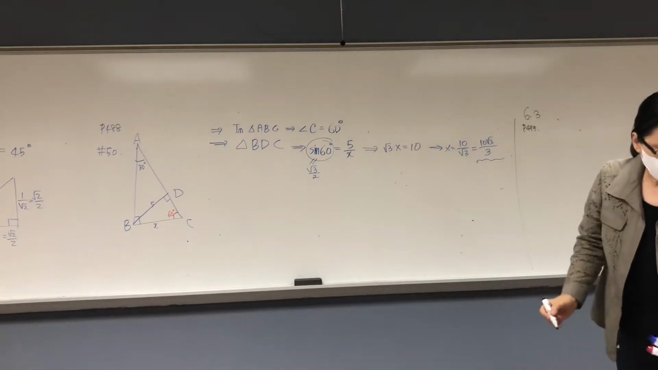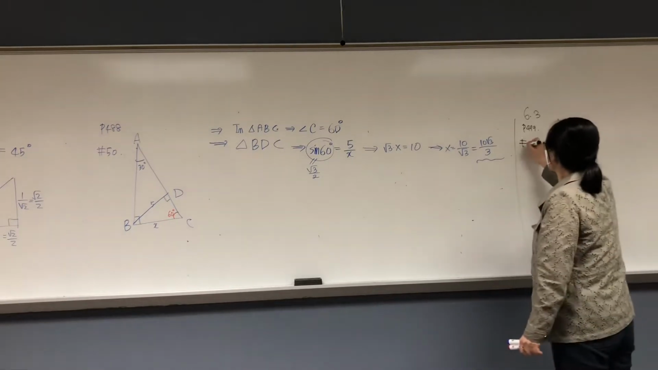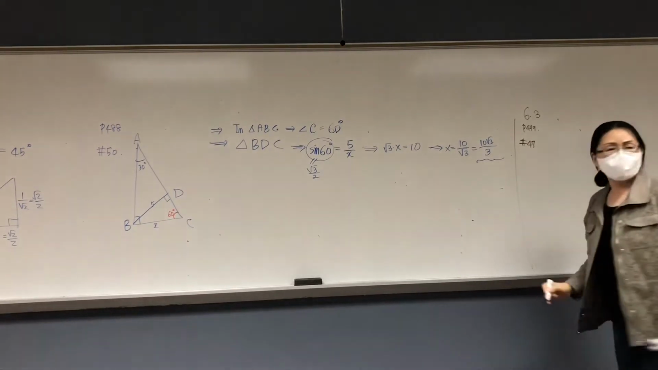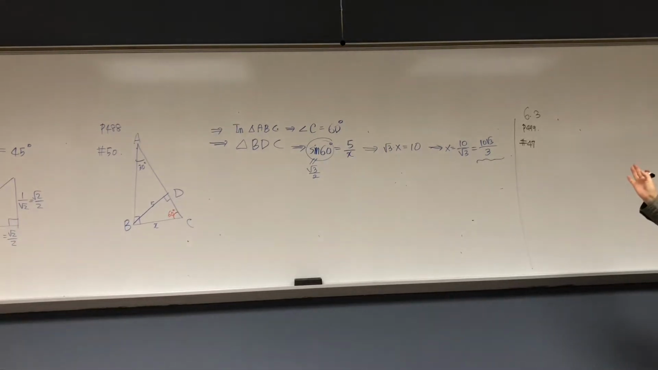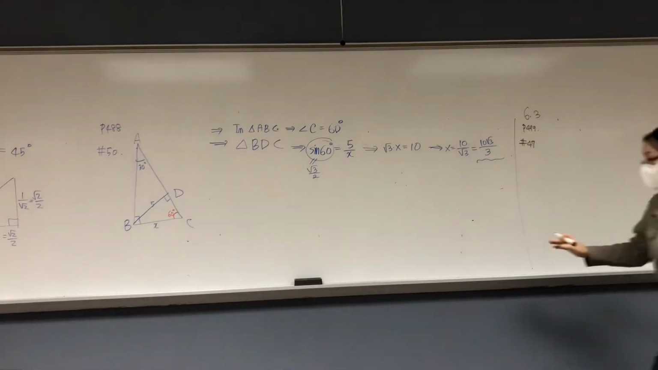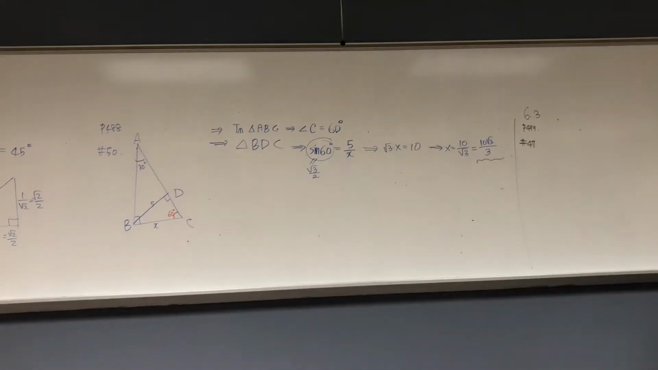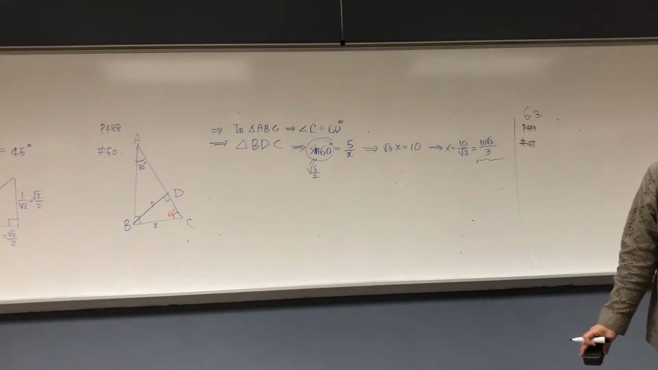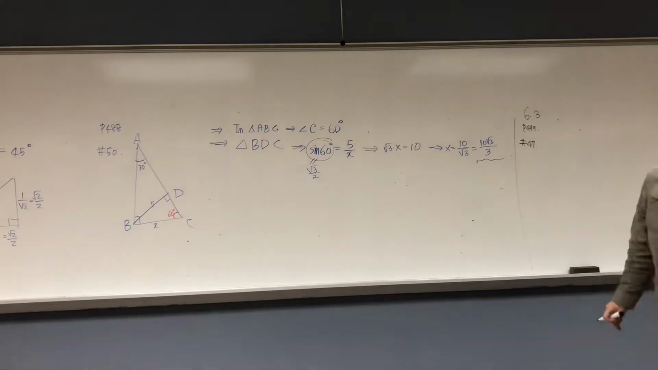I want to do number 47. I think I did. Am I right? Did I have 47? And then I have to change the number. 6.3, 47, I did. Yes or no? I don't think so. I can check. Okay, why not? Try.